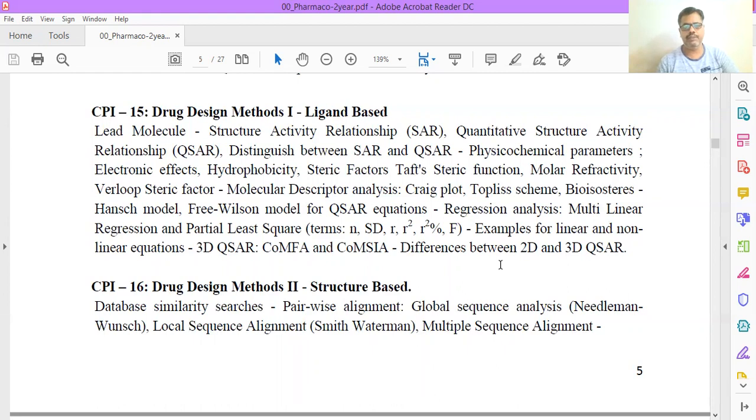If you go with the multilinear or partial least squares method, PLS methods, what are the terms and conditions: what is N, what is SD, what is R square percent, F, the Fisher values, the fitting values, how to analyze those values, how to use them, and how to find out which one is the best equation. These come under this area, along with examples for linear and non-linear equations, and how to analyze them. And you have the practical in this area also.